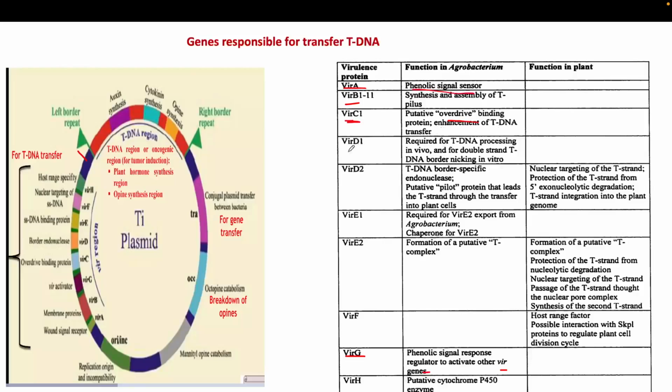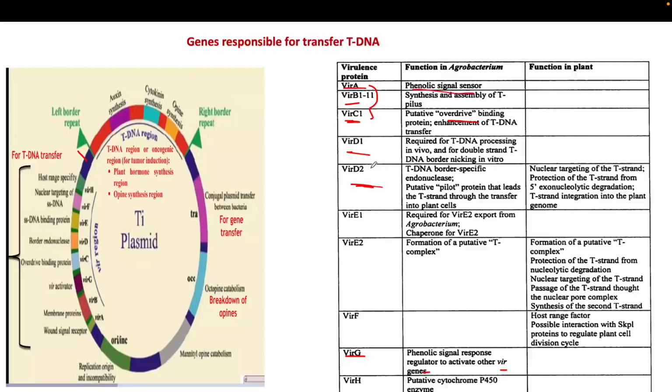Then you have vir D1. Vir D1 is required for T-DNA processing in vivo and for double stranded T-DNA border nicking in vitro. So this D1 and D2 participate in converting double stranded T-DNA into single stranded T-DNA. But after converting into single stranded T-DNA, this D1 will be removed and only D2 will remain attached to the single stranded T-DNA. This is also 2 in number. So these three genes, A, G and C, have 1 in number.